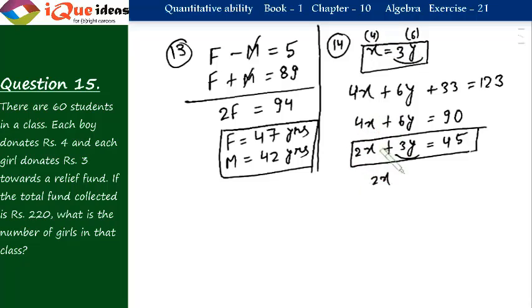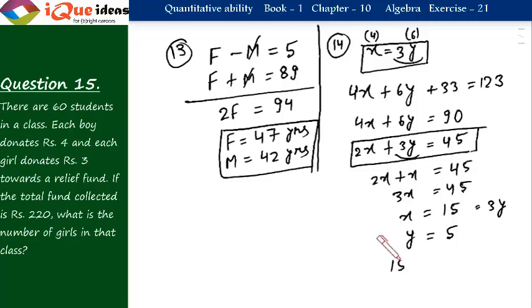So it will become 2x plus x equal to 45, and that means 3x is equal to 45. So x is equal to 15. If you put x equal to 15, y will become, be careful, x is equal to 3y, so 15 is equal to 3y. So y will be equal to 15 by 3, that is 5. So he has scored 15 boundaries and 5 sixes. So the question that is asking the number of sixes, the answer is 5.